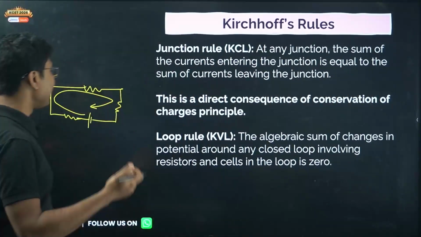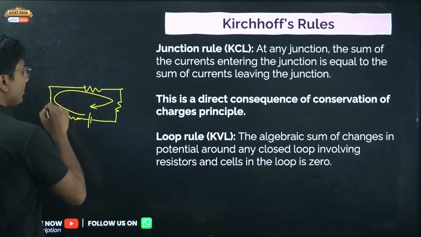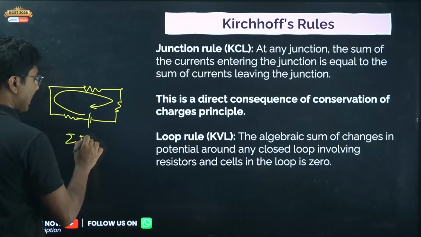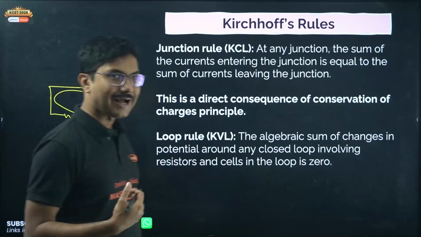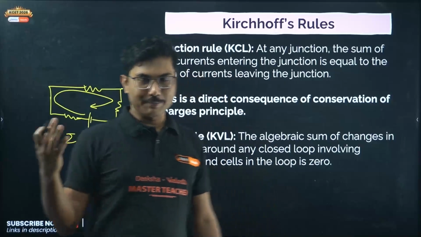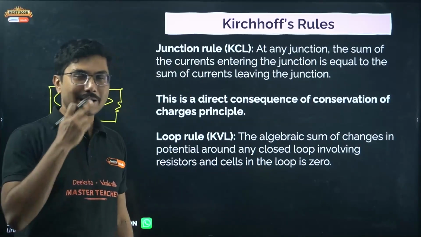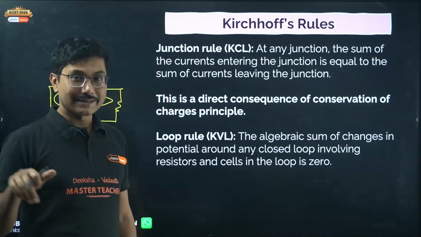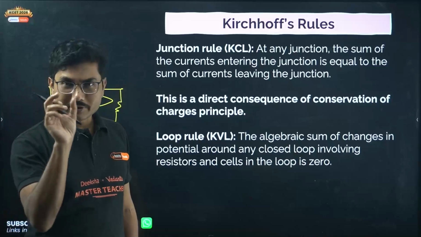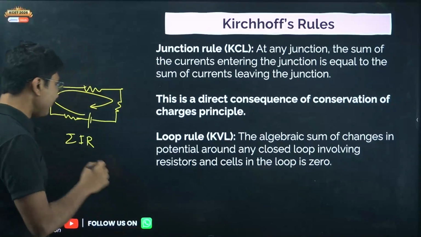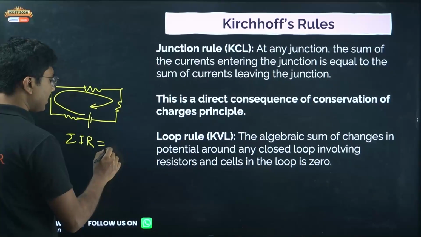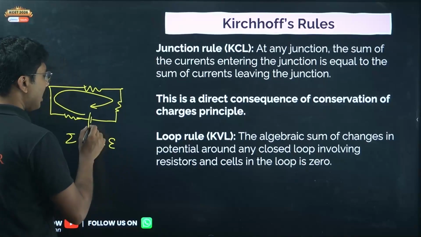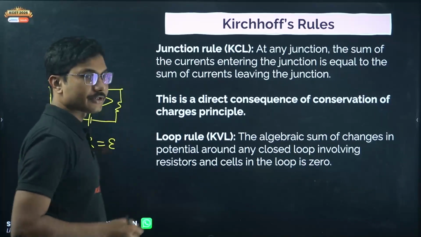What I generally like to do is take all the voltage drops. Voltage drop means I into R. I passing through the resistance multiplied by the resistance value will give you the voltage drop across it, Ohm's law. And if you add all such IR, that should be equal to the EMF of the cell, provided you are going in the direction of the cell.